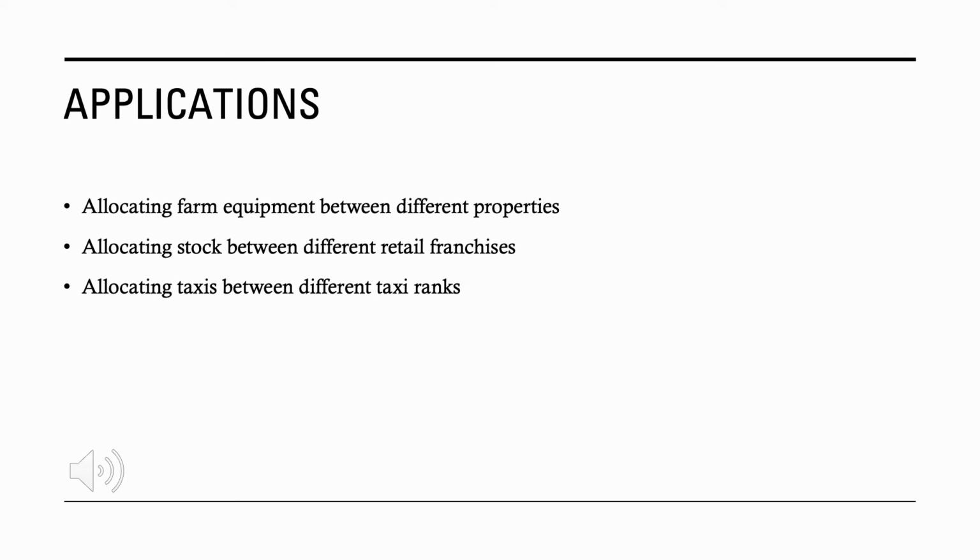The air ambulance reassignment problem can be used in many different applications that involve allocating resources between locations, where there is a cost to moving the resource between locations. One example of the way the problem could be applied is when allocating farming equipment such as tractors between different properties. Another application of the problem could be applied when deciding how stock is distributed between different retail franchises. Finally, the problem could be used to allocate the number of taxis to be located at each different taxi rank in a city.